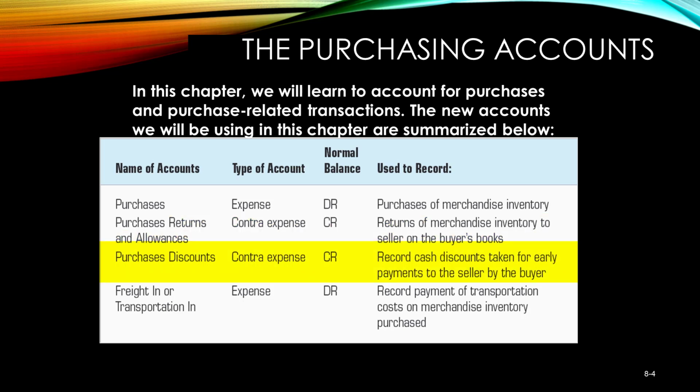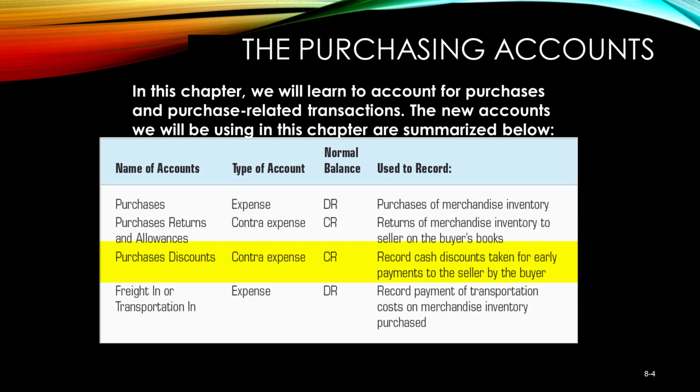Next one up is the purchases discount account. This records cash discounts that we take for early payments and taking advantage of discounts offered for prompt payment. We did something similar in the sales chapter, but the sales discounts were for goods that we were allowing our customers to take. Purchases discounts will be the discounts that we take for early payment to the seller. It's also a contra expense, and so it has a credit balance.